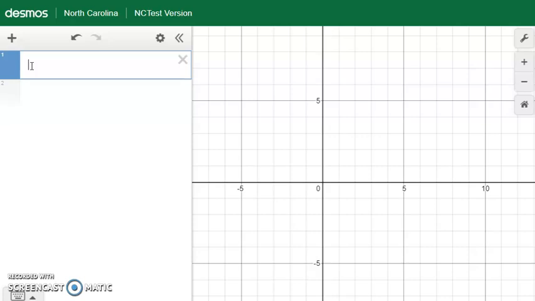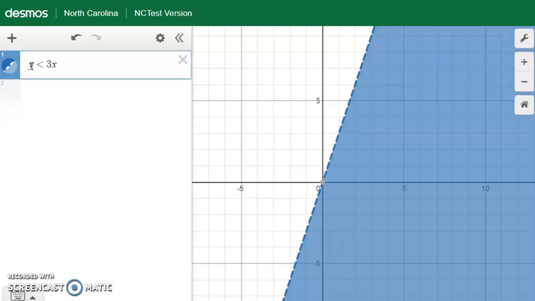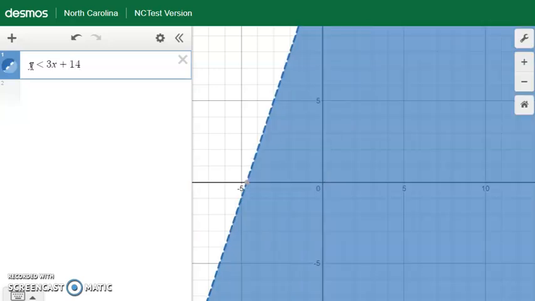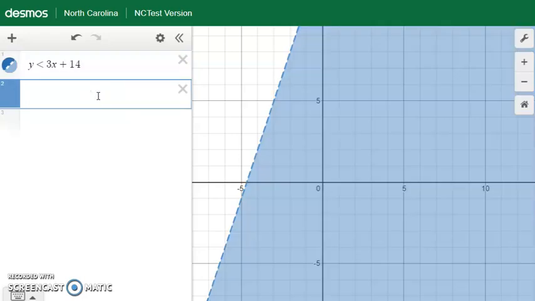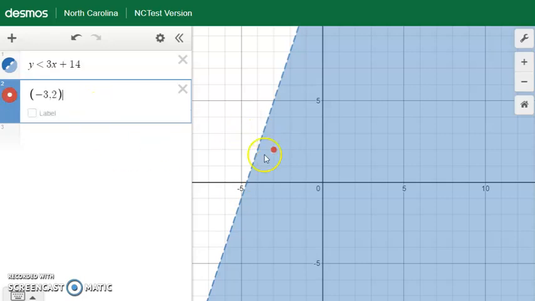So I'm looking at my Desmos. I'm using the North Carolina version, but any Desmos will work here. I'm just going to type in y < 3x + 14. And you can see that it's created a graph for me where it's automatically shaded part of the graph, all of the y values that are less than this linear equation. Now to find the point, I can simply type in the point as well. That's (-3, 2). And you can see clearly that it is a solution. It is inside.